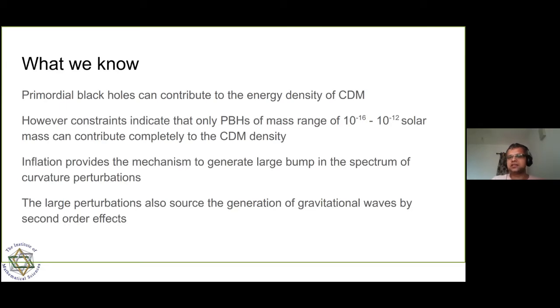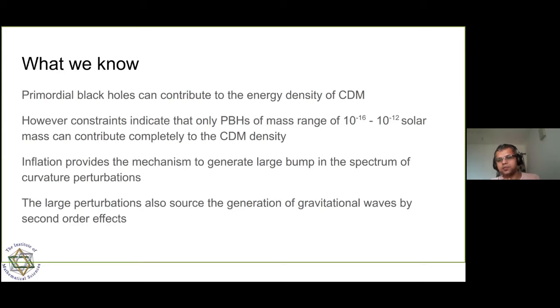And also these densities have a correlation with the stochastic background gravitational waves. So we can have another constraint from that part as well. And there are lots of mechanisms, and I'll be talking only about inflation, that provides a mechanism to generate this large bump in the spectrum of curvature perturbation. So there are many ways to do that.